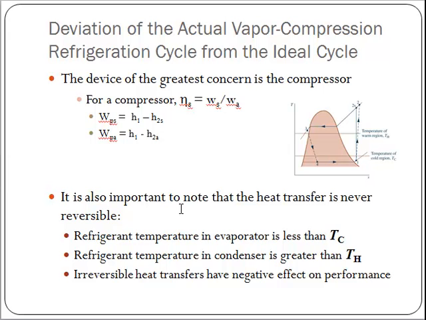Now, these are also going to be irreversible because heat transfer is never really reversible. The refrigerant temperature, you're not going to really get it as cold as T sub C. Okay? What you're saying, you are wanting it to be, but it isn't going to be. Okay? So, this is going to be one issue. That the temperature in the evaporator is less than what you're designing, hoping for. And in the condenser, it's going to be greater. Okay? And so this will negatively impact the performance also.